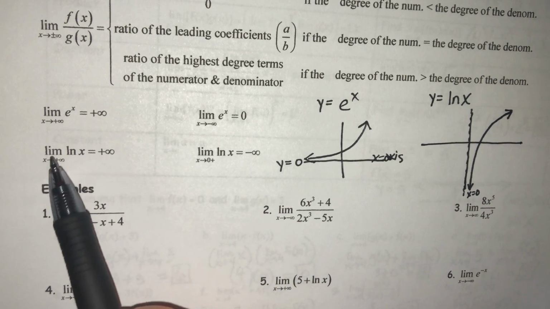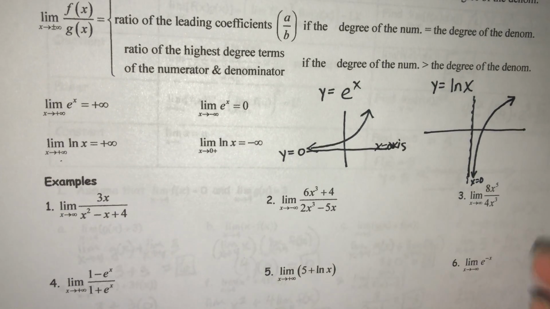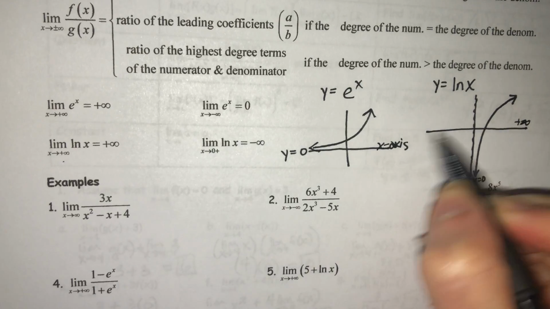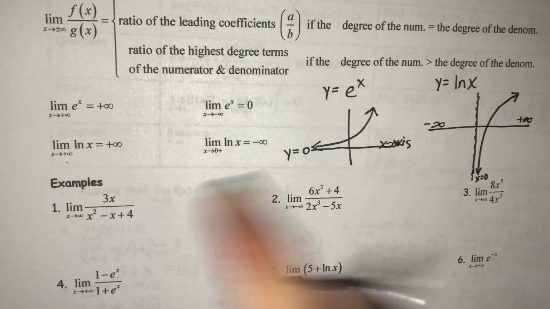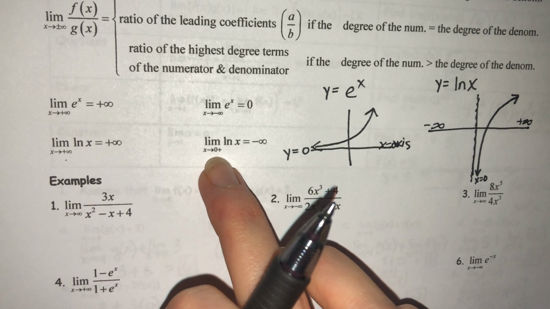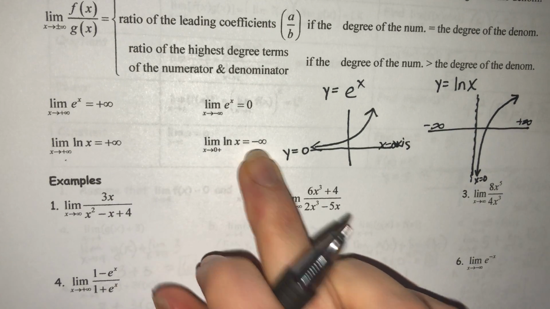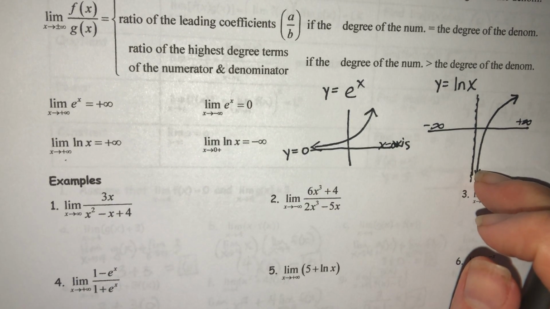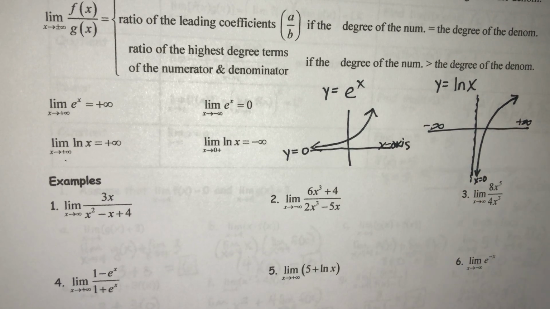So the limit as x is approaching positive infinity, that's like the right side, is going to positive infinity, the left side is going to negative infinity. It's going up towards positive infinity. The limit as x is approaching 0 from the right side here is going toward negative infinity, down, down, down. The y value that it's reaching is negative infinity.